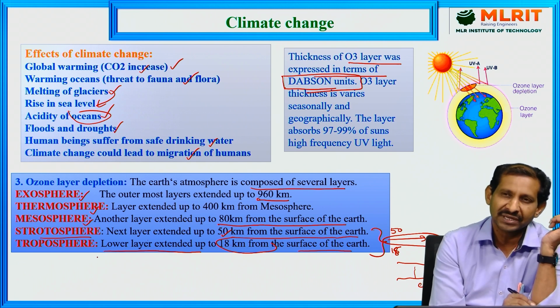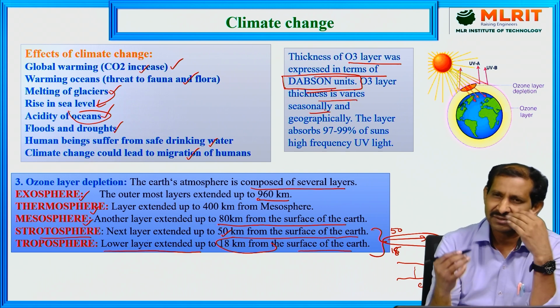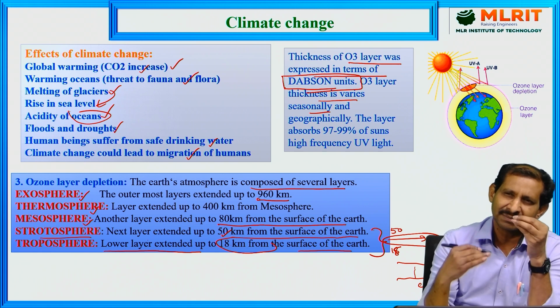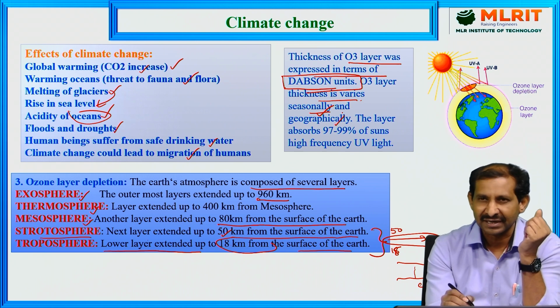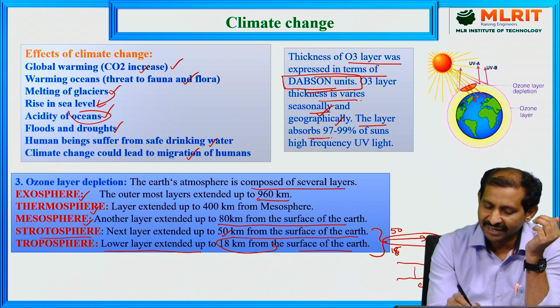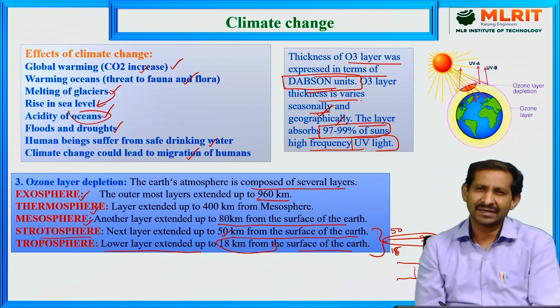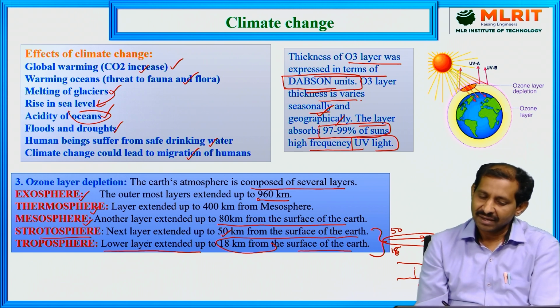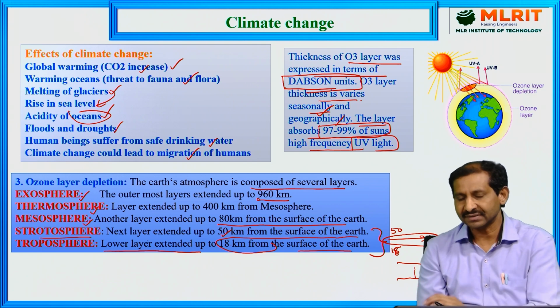Generally the thickness varies: in some places the thickness will be less, in some places more. This thickness varies seasonally and geographically. So what is the main purpose of this ozone layer? The layer absorbs 97 to 99% of the sun's high frequency UV radiation. The main function of the ozone layer in the atmosphere is to absorb the UV radiation from the sun. So that is the ozone layer function.